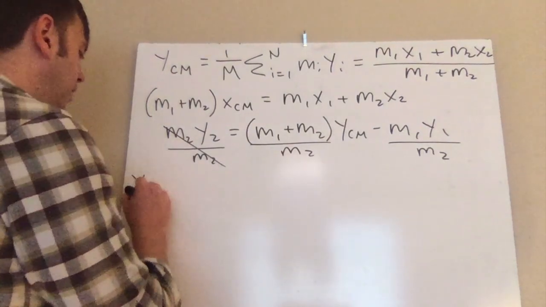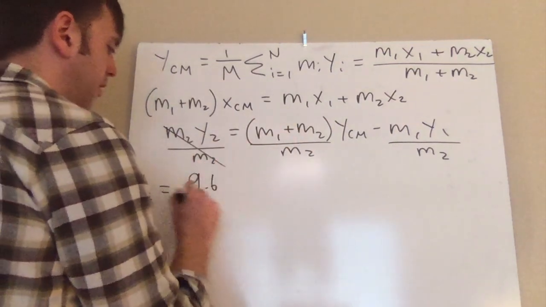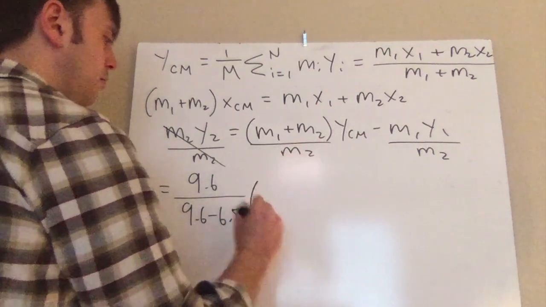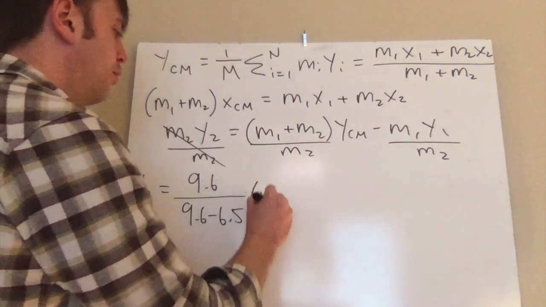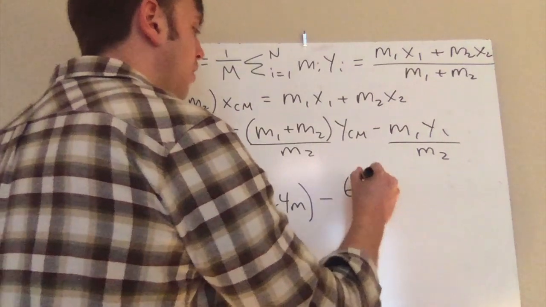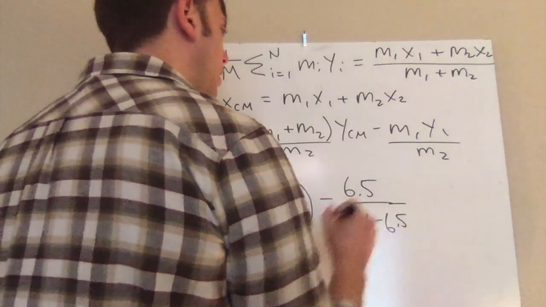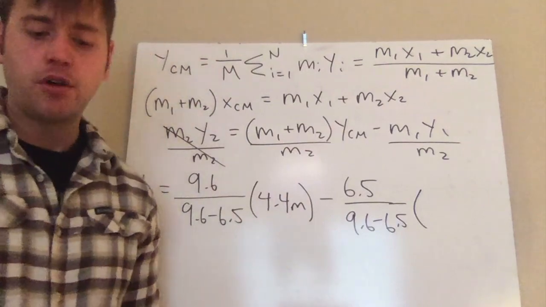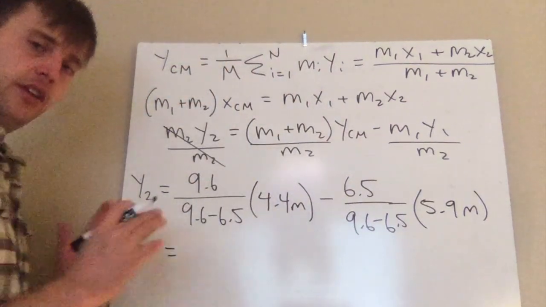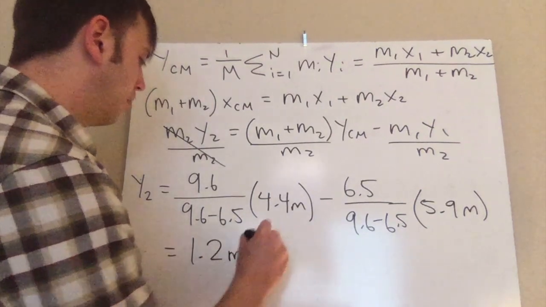Okay, so now y2: we've got m1 plus m2, again that's the total mass, 9.6. M2 on the bottom is 9.6 minus 6.5. Y_CM, that's what we calculated previously, and we found it to be 4.4 meters. We subtract m1 over m2. M1 is 6.5. M2, again, is 9.6 minus 6.5. And y1, which we were just given at the beginning of the problem, was 5.9 meters. So using the definition of center of mass, now we have the y-coordinate of that second piece, which works out to 1.2 meters.